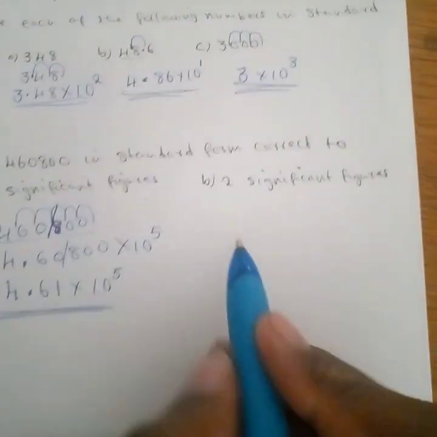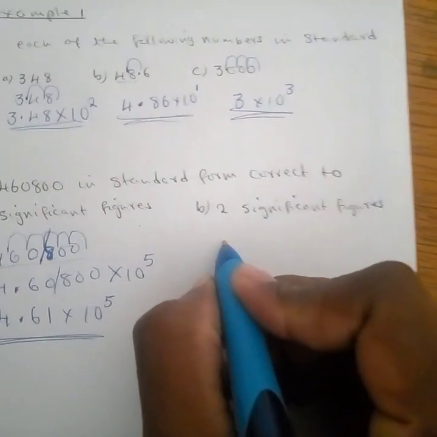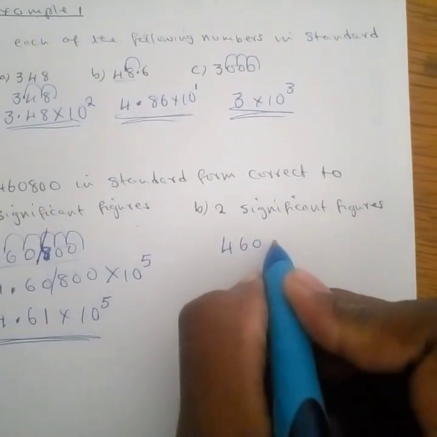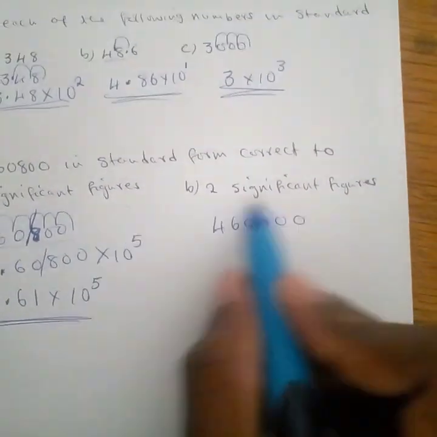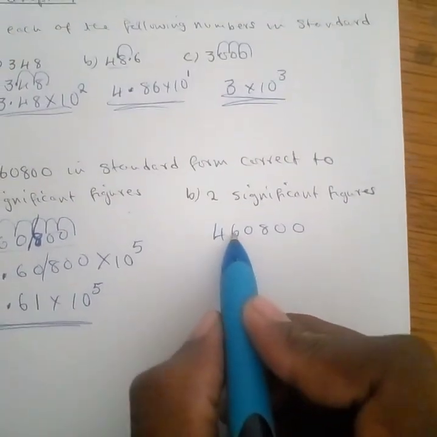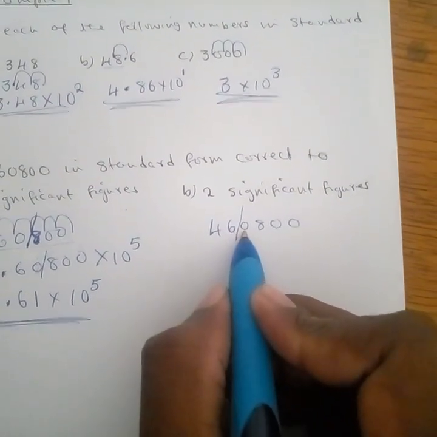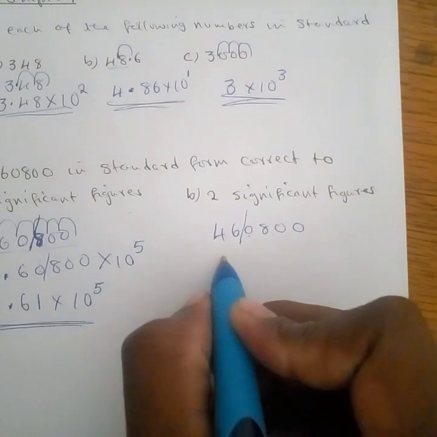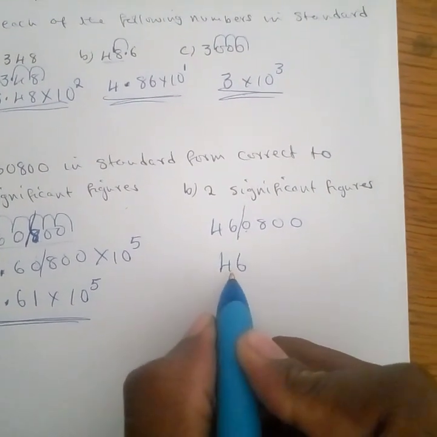Okay, so we move on to the next question, which simply says we should write in 2 significant figures. So let us write 4,608,00. So the first stage, write this number in 2 significant figures. So we are going to say 1, 2. Then we put a demarcation there. Is this 0 greater than 5? No, it's less than 5. So it will just be 4, 6. So this is in 2 significant figures, but not in standard form.